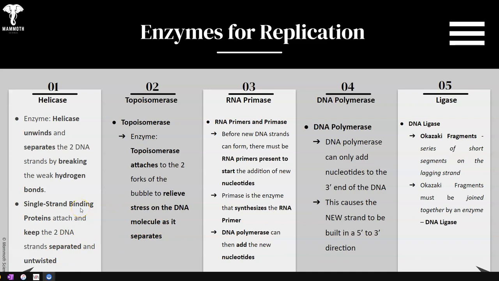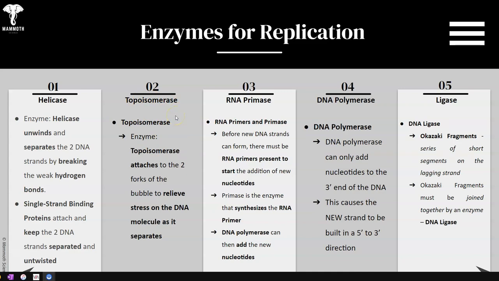Now, I don't know if you've ever done this, but if you twist one end of the rope and the other end of the rope is fixed, guys, it gets tighter. So we need to relieve that tension upstream of replication, and that's where the second enzyme comes into place, called topoisomerase.